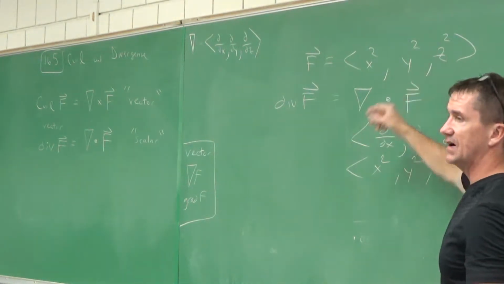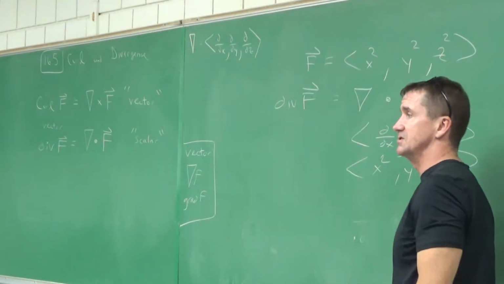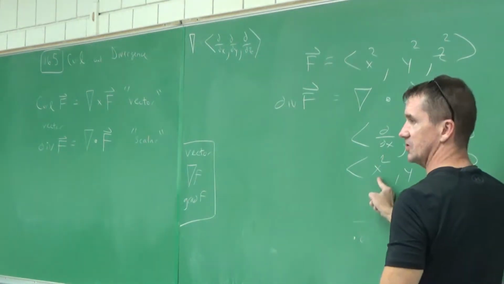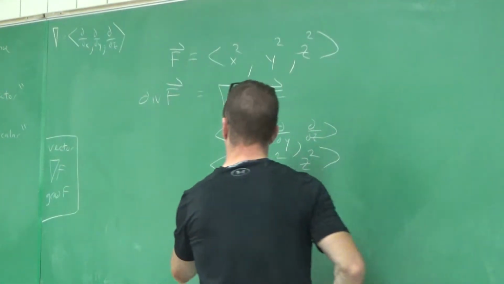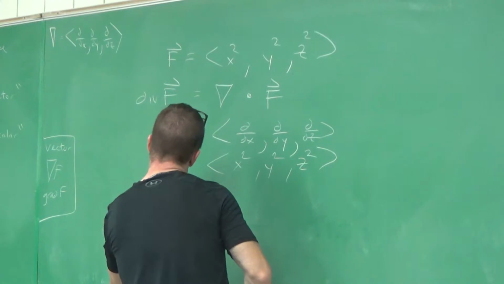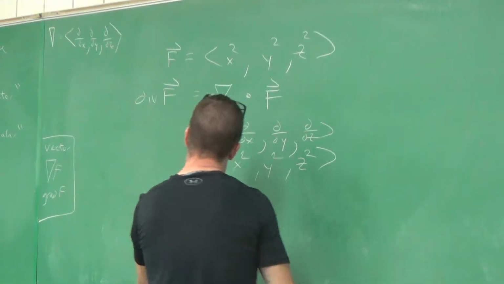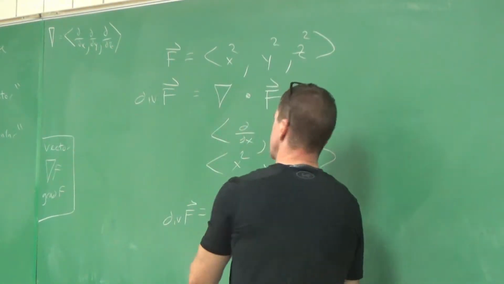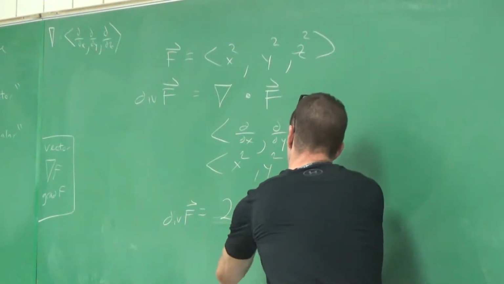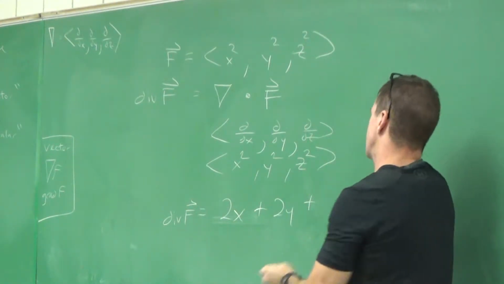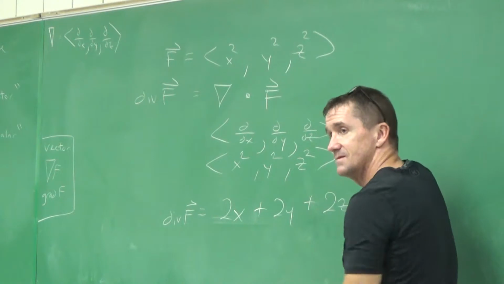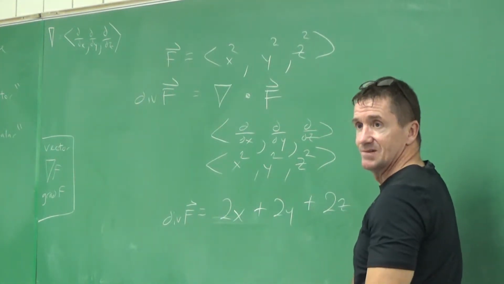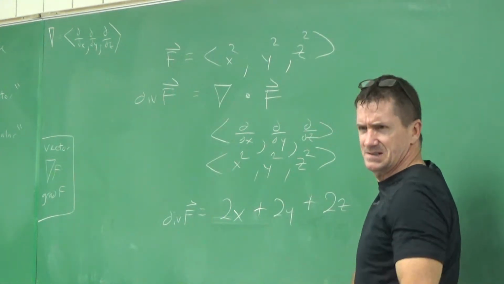Do you recall that the curl of this vector field was 0? Well, the divergence isn't 0. What's the partial of that with respect to x? Here it comes. So this is the divergence of the vector field. I get 2x plus 2y plus 2z. That's it. I hope you find divergence real easy to compute, compared to the curl, which takes a little more.